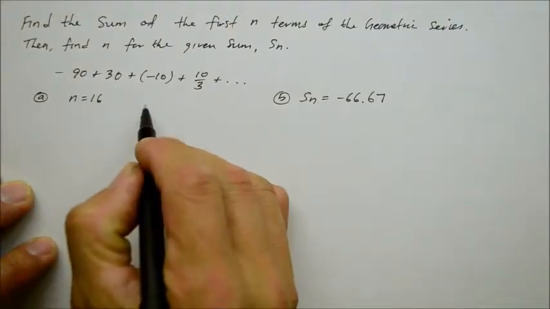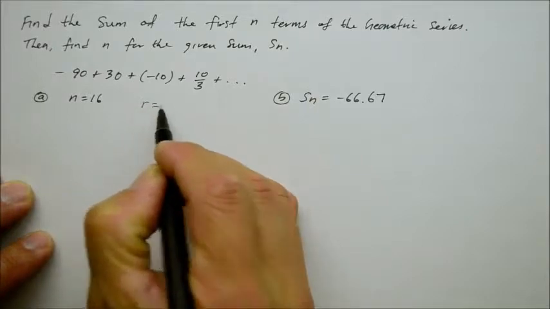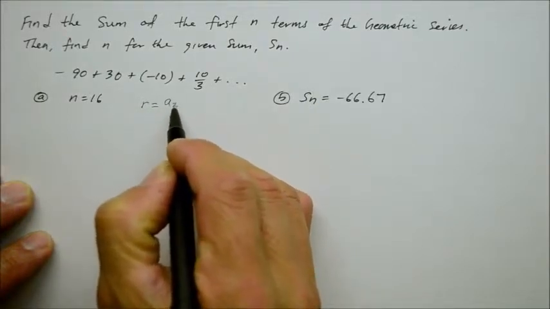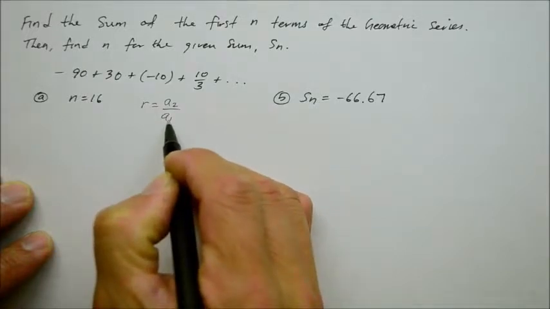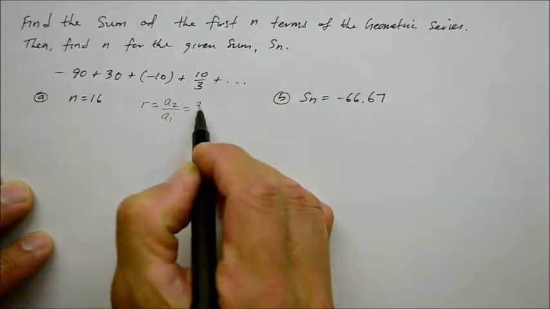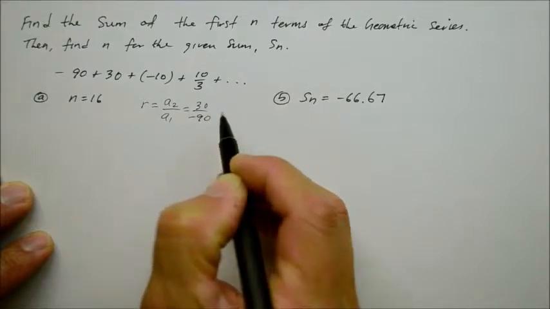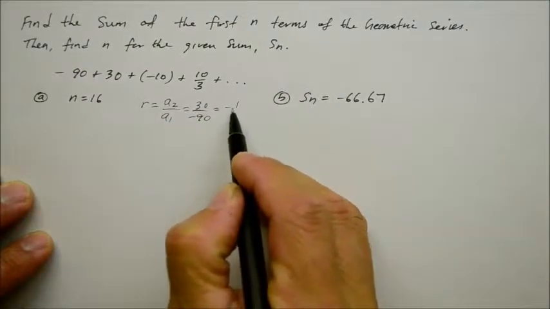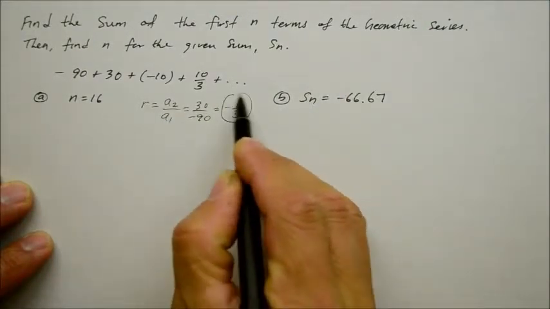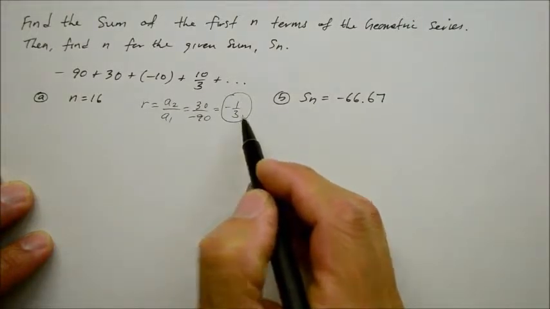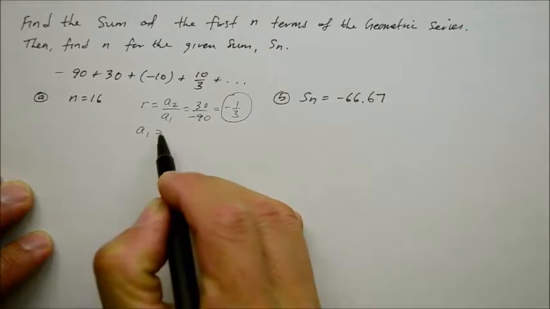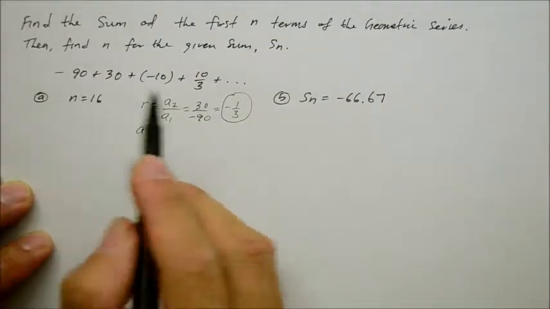To find that, the common ratio r is equal to the next in line of the series divided by the initial, the first one. In this case, we got 30 over negative 90. Well, that simply turns out to be negative 1/3. So that's the common ratio, the r. We also need to identify the first number of the series, a sub 1, which in this case sticks out as negative 90.